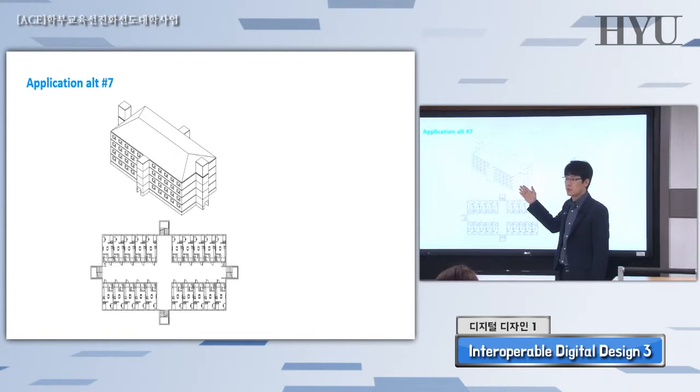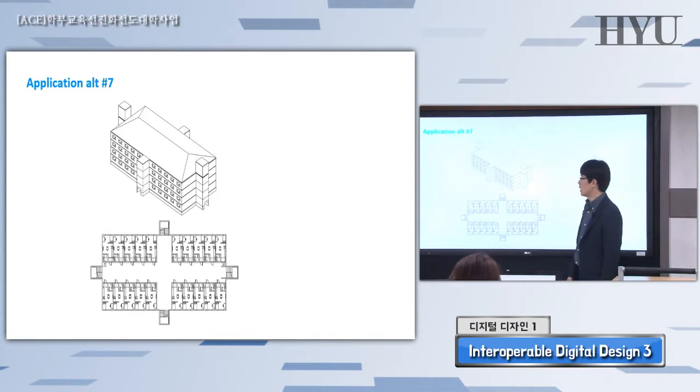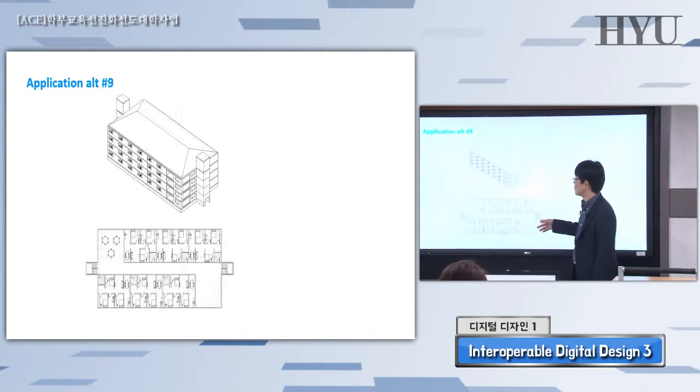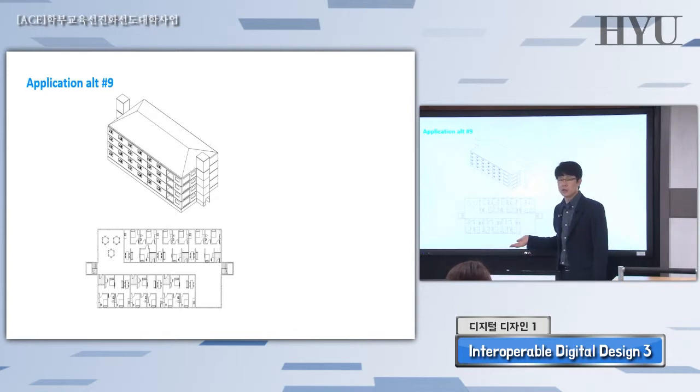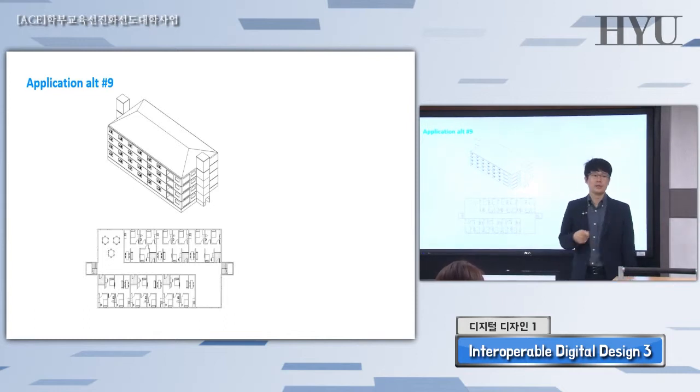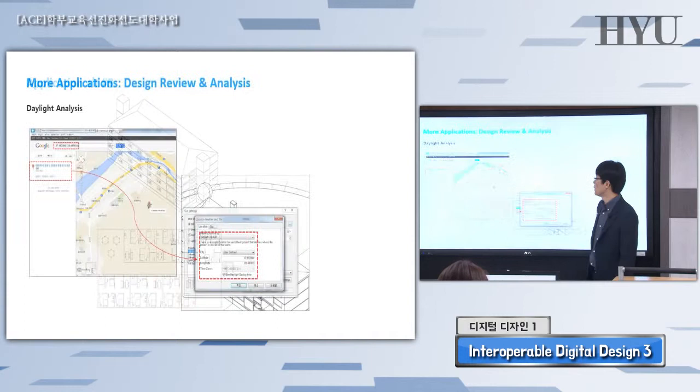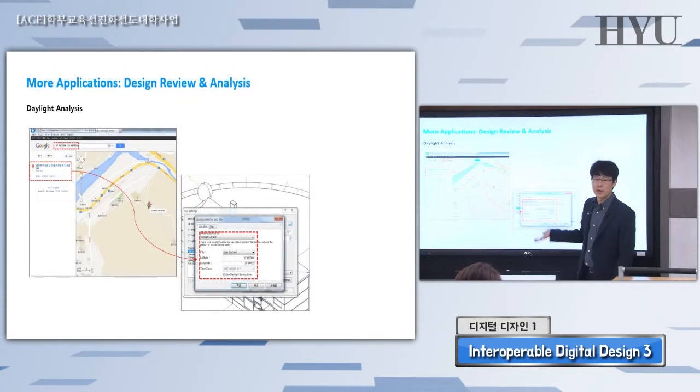Building structure type C and number 1, okay? Housing unit 1, 2, 3. So total design alternative 9 can be visualized. But actually visualization is one tiny part of BIM or this kind of integrated approach to building design and construction, okay? Of course, there are more applications.